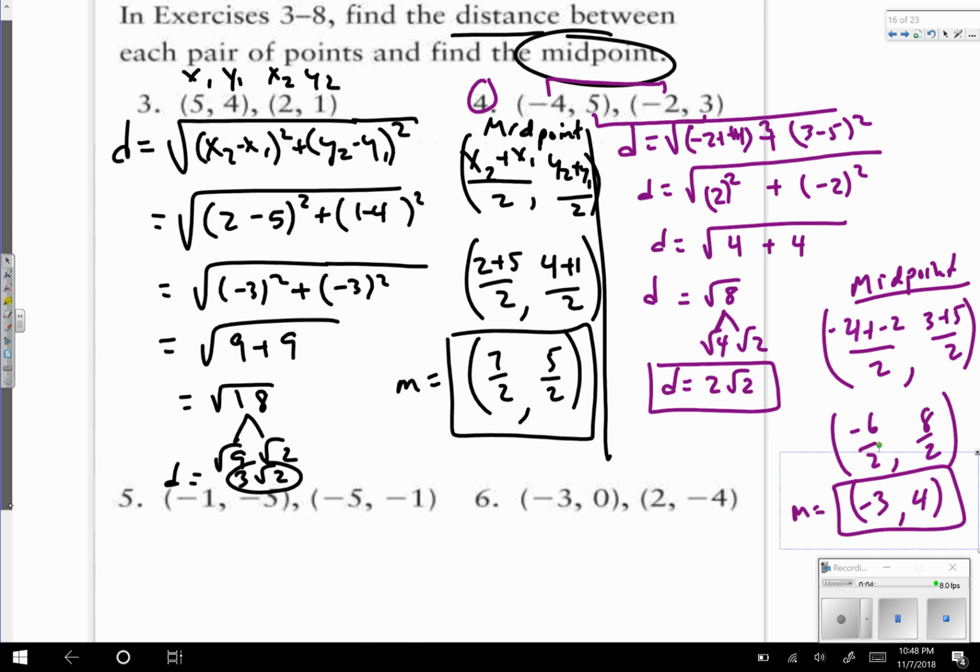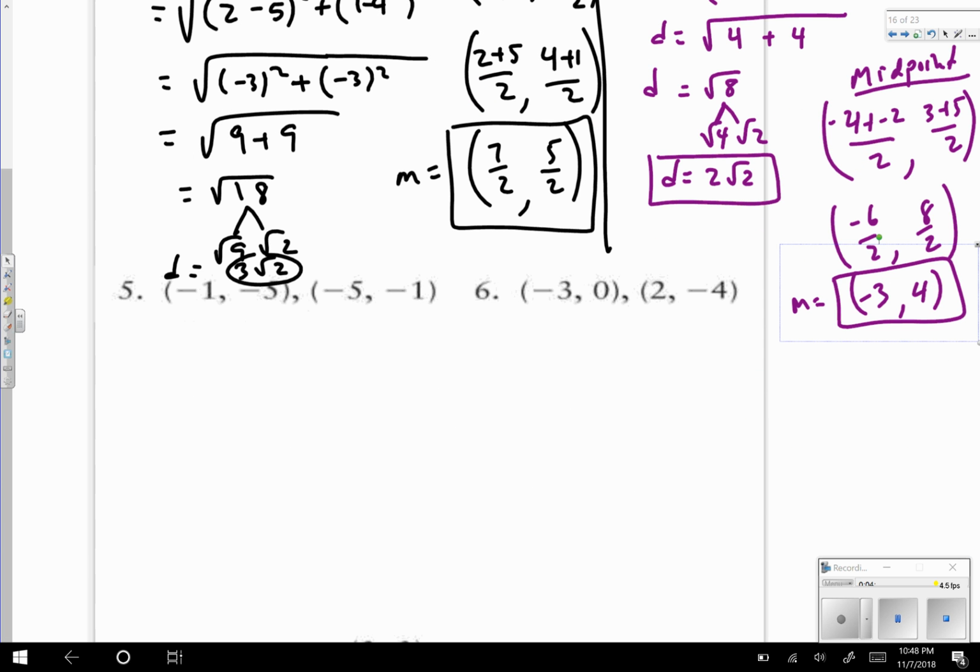Okay, we have a couple more questions. So we're going to do the same exact thing here for the distance formula. The distance formula is equal to the square root of, we're going to subtract our two x's, we're going to subtract our two y's, we're going to square them, and we're going to add them up. So we're going to subtract these two: -5 minus -1, because I'll call this x1, y1, x2, y2. So all I'm doing is plugging in. So over here, I'm going to do -1 minus -5.